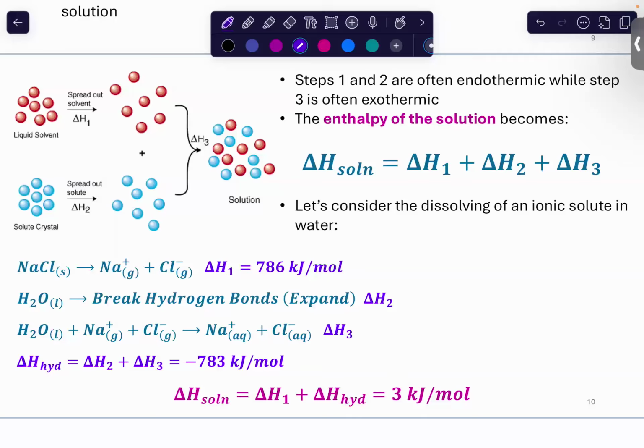Now, for this whole process, I add those together, and you see I get a total of 3 kilojoules per mole, which means that the actual mixing of salt into water is going to be an endothermic process. So some of these processes, when you do the total enthalpy, you'll get a negative enthalpy, which is exothermic. Sometimes it's a positive enthalpy, which is endothermic, meaning energy has to be put in to accomplish this.